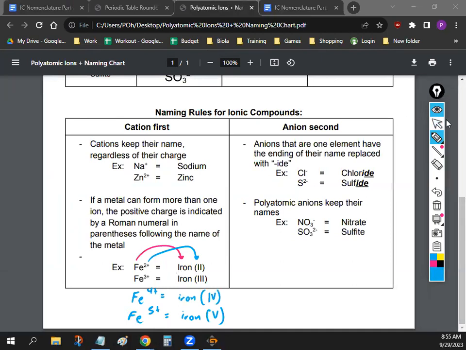So all you need to keep in mind is if it's from the middle of the periodic table, you just write the charge behind it in parentheses. And if you're uncomfortable with Roman numerals, I'll write it up here for you guys. 1 is just I, 2 is 2 I's, 3 is 3 I's, 4 is IV, and then 5 is V. And I think that's the highest we'll go for this class.